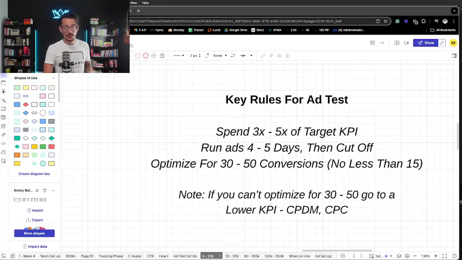If no less than 15, so you've got to spend at least 3 to 5x. If you can't optimize to 30 to 50, you can go to a lower KPI like cost per DM. That's why I was saying 3 to 5x. So if your cost per DM is $10, put it at 30 or $50. Okay.